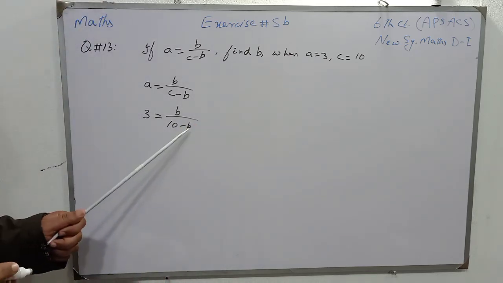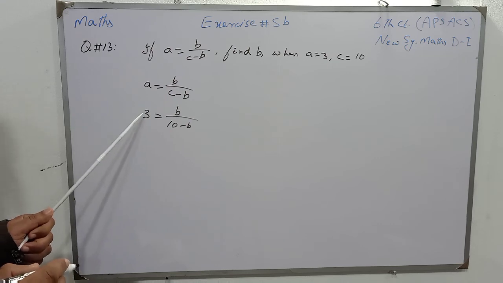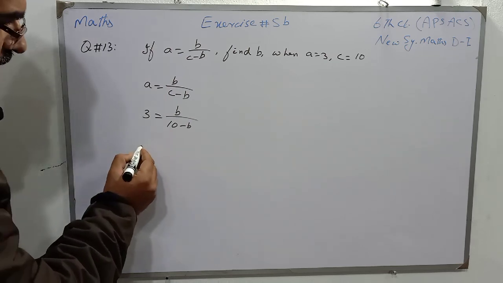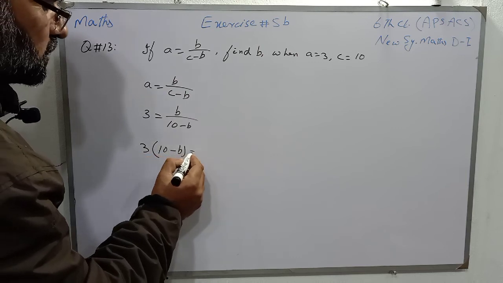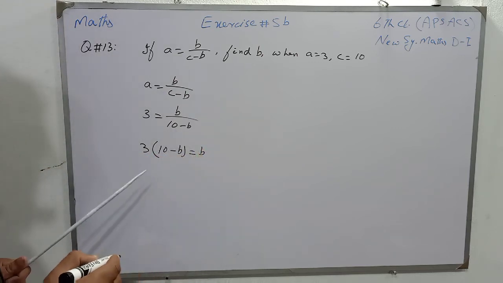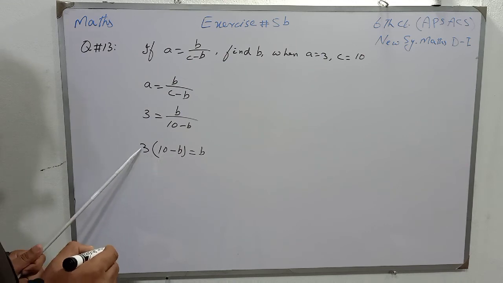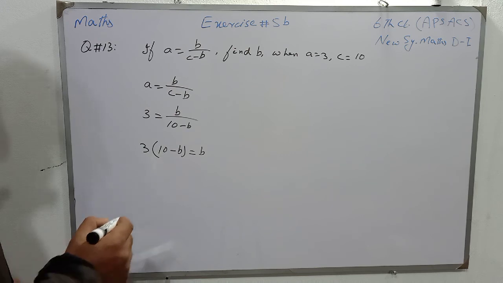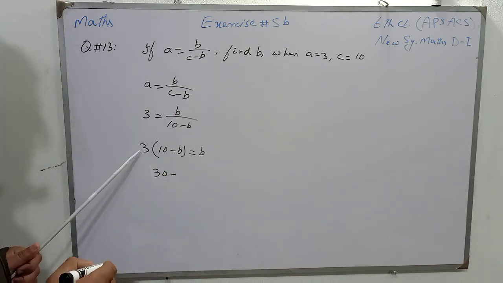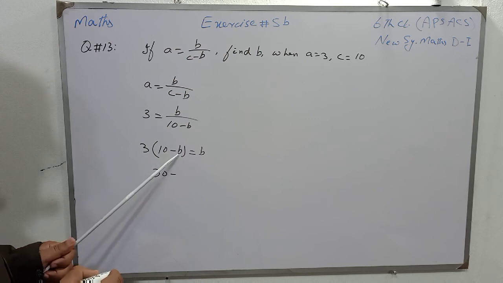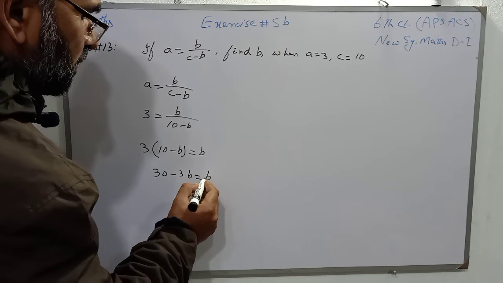Now students, 10 minus B is dividing on the right side. When we transfer it to the other side it will multiply with 3 and be written as 3 into 10 minus B is equal to B. Now students, multiply this 3 with both the numbers that are written in the bracket. So when 3 multiplies with 10 we will get 30. 3 tens are 30, minus when this 3 will multiply by B we will get 3B is equal to B.